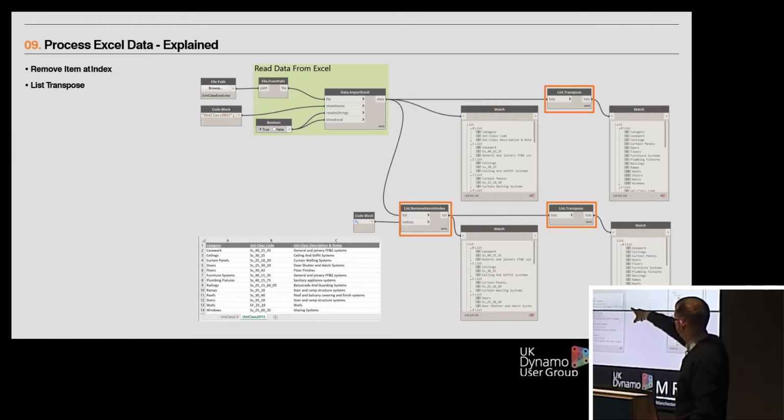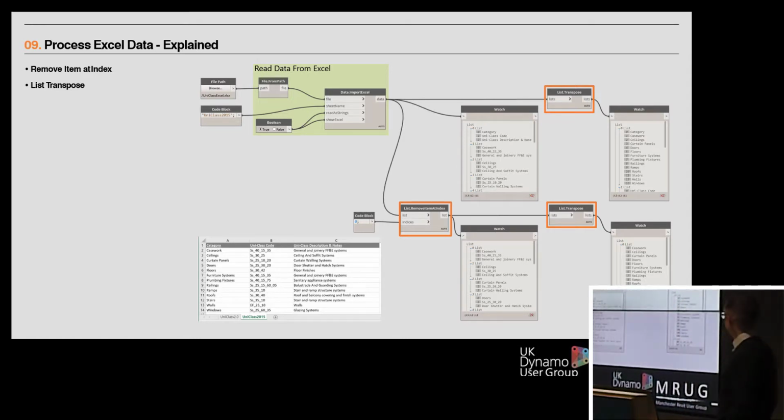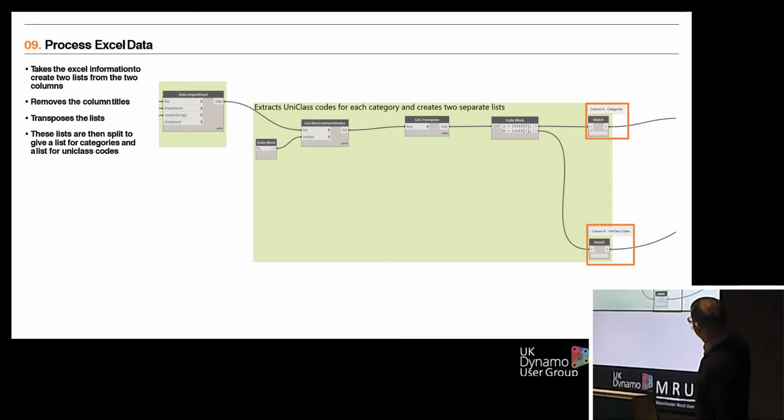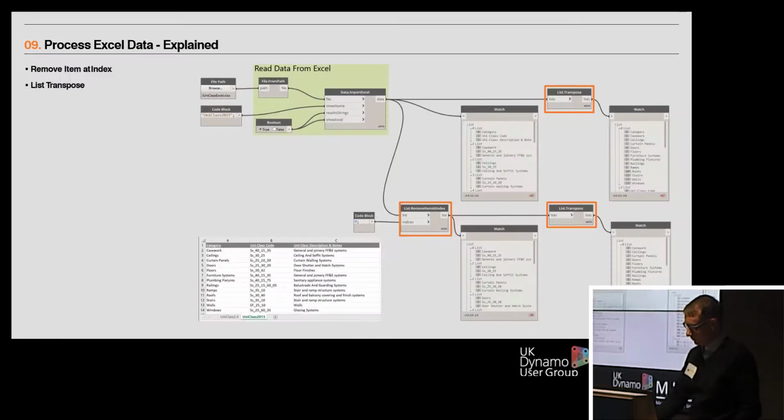In the lower string, you can see I've removed the item at index, so that gets rid of what you can't see, which is the column headers: category, unit class code, and unit class description. It gets rid of those headers, and then it transposes it into what you see on the far right hand side, which is list level 0, all our categories, and then the second list is our unit class codes. Then we break that up within the script here. So on the top we've got the categories, second we've got the unit class codes.